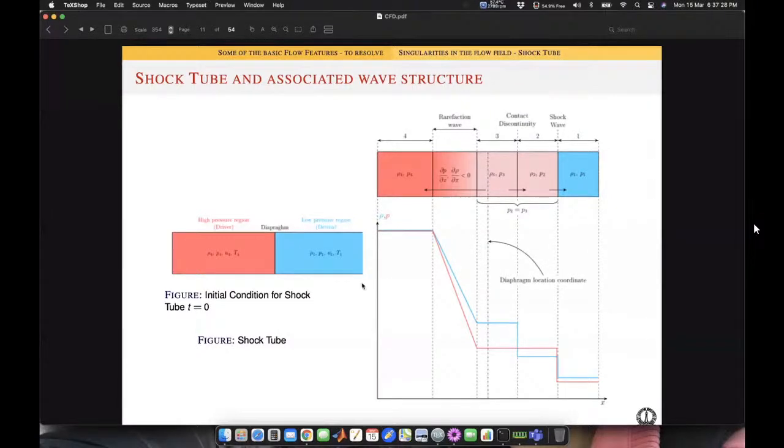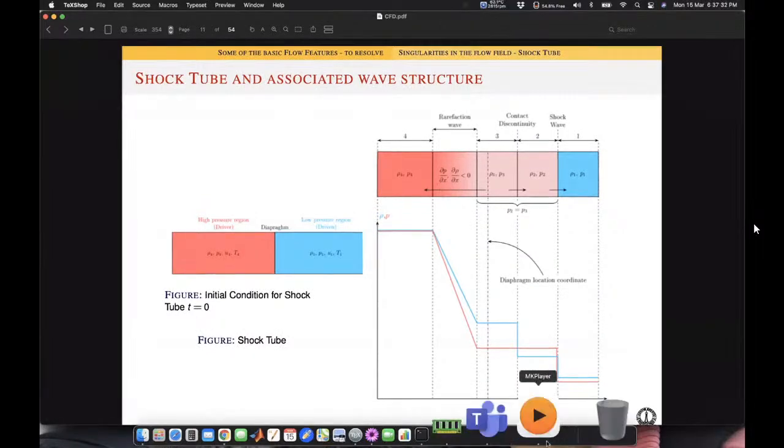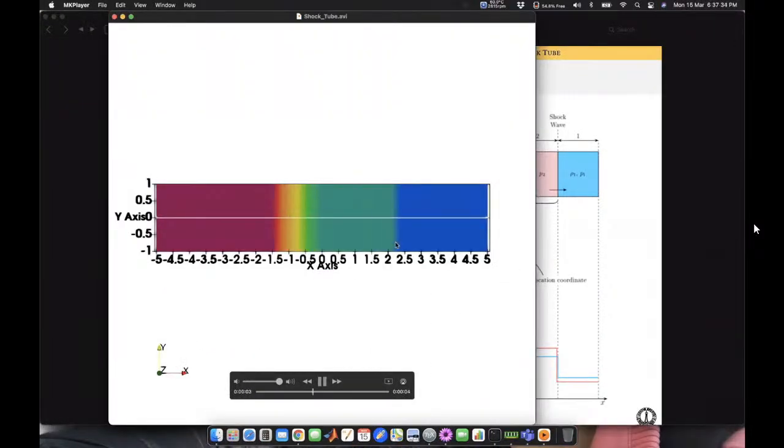I'll show you a simple animation to understand what this is. Can you see the presentation animation over here? Is it visible? Yes, sir. Okay, so I'm replaying it.